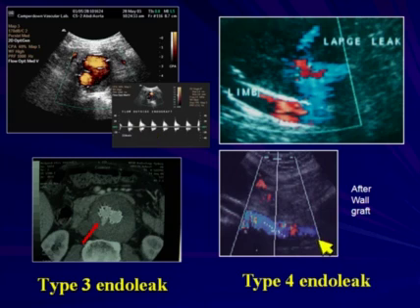This is a type 4 before and after a wall graft. I don't think that we will ever be able to tell the difference by ultrasound between type 3 and type 4, but you will know that it's there and suspect that it's not something associated with branch vessels.